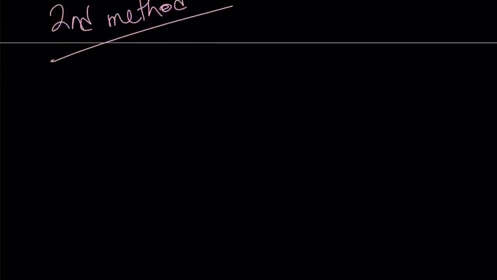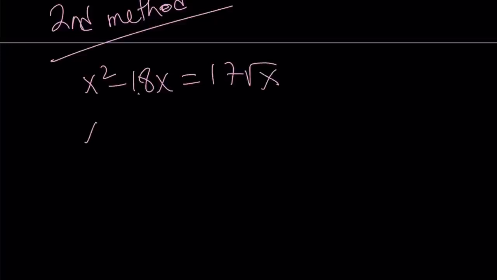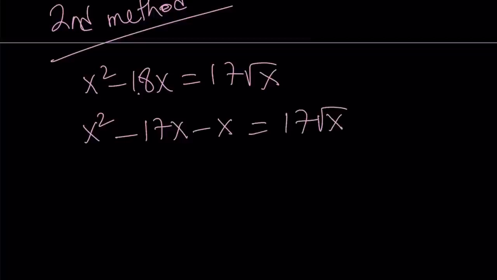Now let's go ahead and take a look at the second method. Obviously, the second method is going to be more interesting. So we have this expression, and notice that 18 and 17 are 1 apart. So I'm thinking about splitting the 18x into negative 17x plus negative x. And this kind of allows me to do factoring.